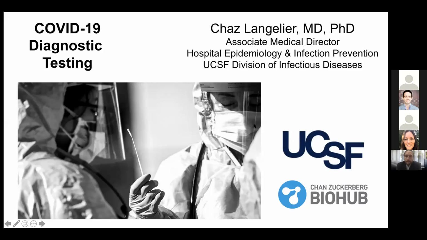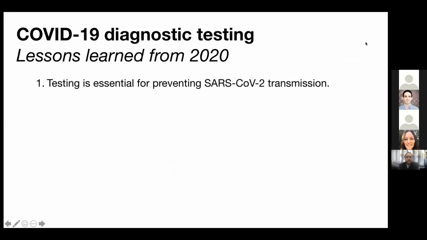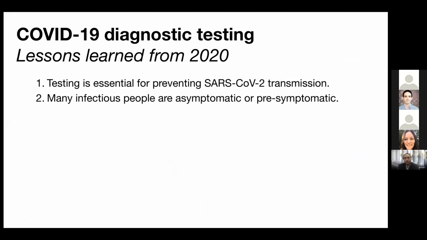And so I'd like to just start with some lessons learned from 2020 to kick things off on this topic. And I'd say number one, we've learned that testing is really an essential cornerstone for preventing SARS coronavirus transmission. Number two, that many infectious people are asymptomatic or pre-symptomatic, meaning that testing and surveillance is really important.